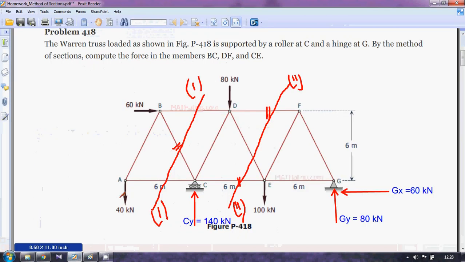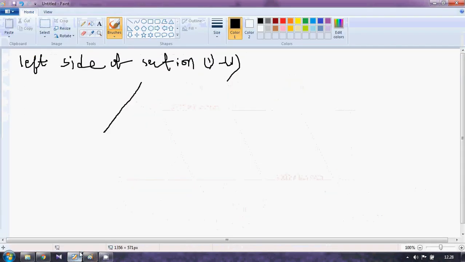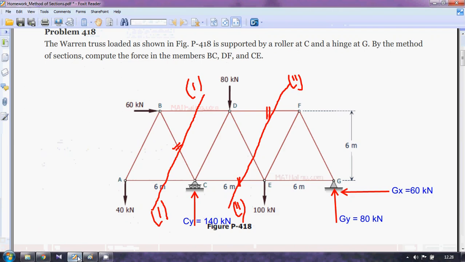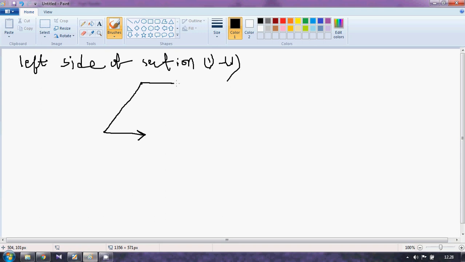So it will cut like this, and then this force will be cut, and a force like this. I'm assuming the member force is tension. If I get a negative value, then I will say this is not in tension, it is in compression, in this direction.